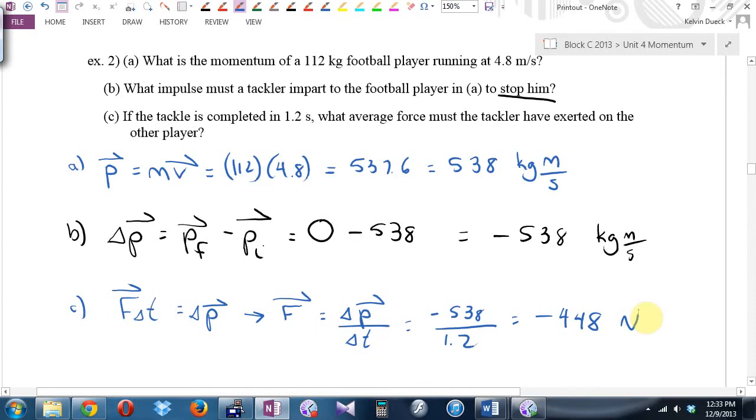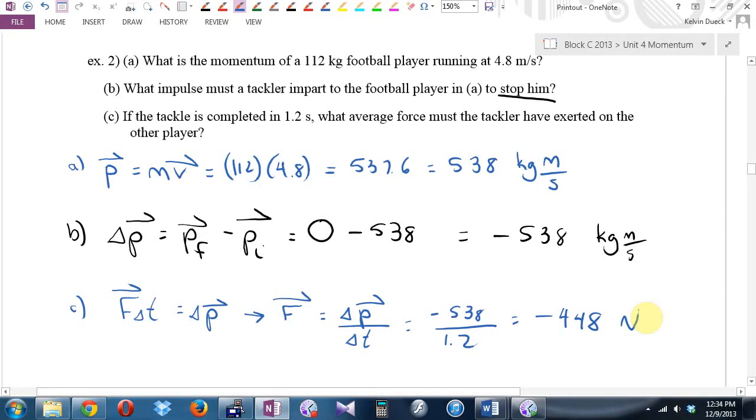Josh, you're my football player? Yes? What if I want to make this smaller? What if I want to stop him quicker? I still have to cancel out his momentum. If I want to stop him quicker, what must change in this equation here?